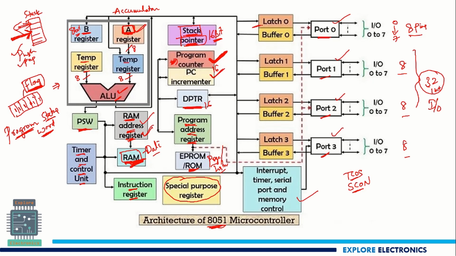So you can see there is a latch and also the buffer. This latch will be holding the data before we send it to the port out. Buffer is the one which will keep the data which is coming inside. So you can see here from the buffer, data is coming into the microcontroller. Latch will be supporting the data which is going out from the ports. So this is about the architecture.